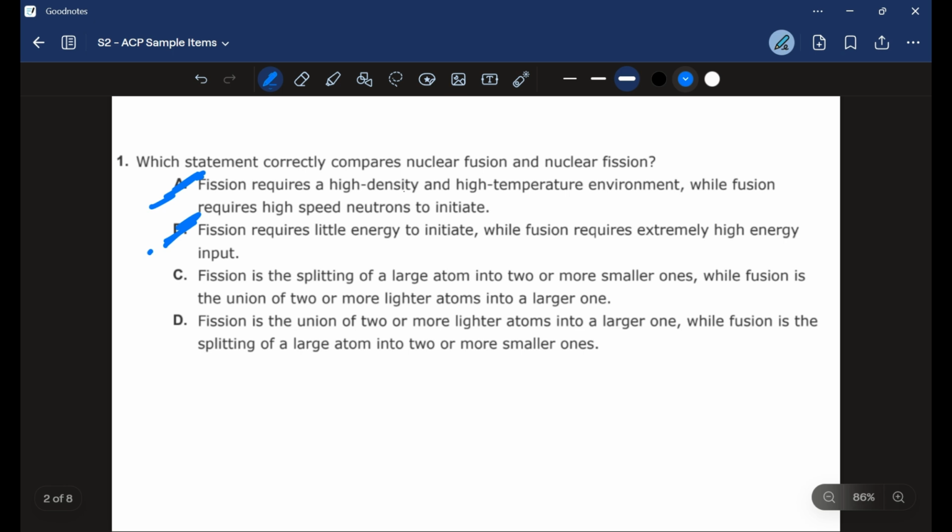C, fission is the splitting of a large atom into two or more smaller ones, while fusion is the union of two or more lighter atoms in a larger one. That sounds like what I said earlier. And D, fission is the union of two or more lighter atoms into a larger one, while fusion is the splitting of a large atom into two or more smaller ones. That's the opposite of what's true. So our answer here is C.